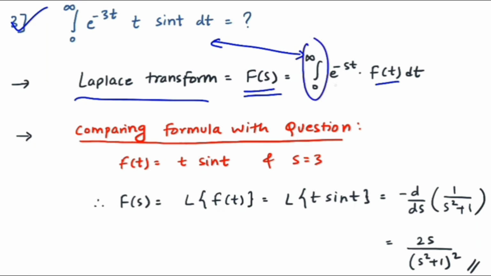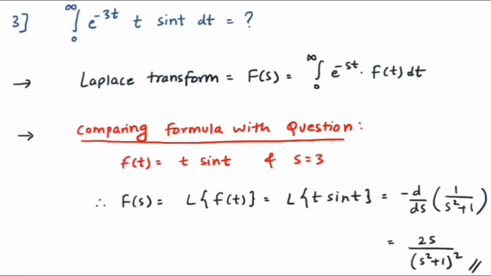The second point is e raised to minus st is compared with e raised to minus 3t. This means that the value of s is 3, and the value of f of t is what? Again do the comparison. The value of f of t is t sin t. So now you have f of t, you have the value of s, and you can get the answer. Your question might be, how can I get the answer?